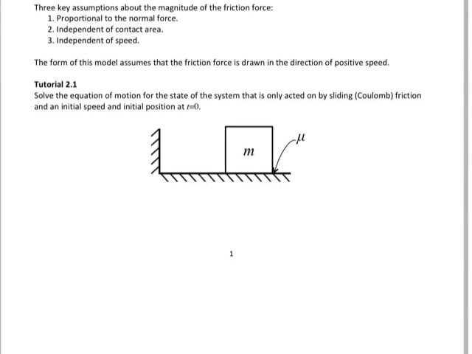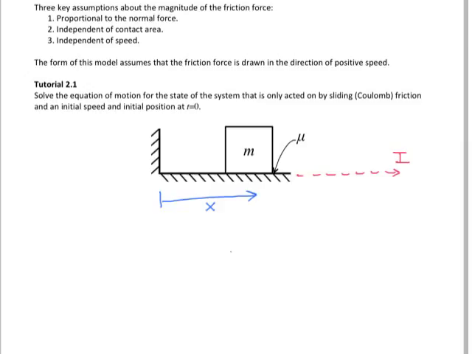What we see here is a block sliding on a surface. There's a coefficient of friction between the block and the surface. The block has a mass m, and we want to find the equation of motion given a boundary condition, an initial speed, for example. We want to solve for the equation of motion that includes this friction force. We start by defining our reference frame and then the coordinate that defines our kinematics.